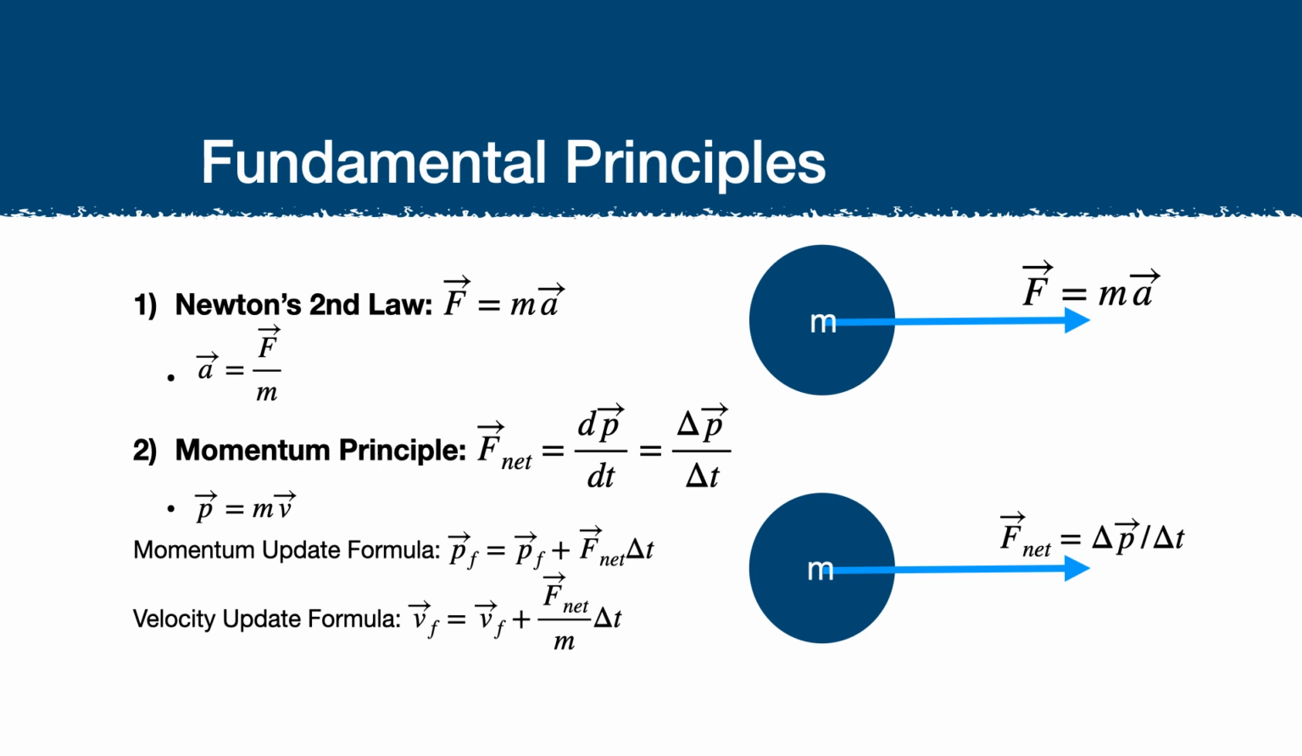Newton's second law tells us the acceleration of an object is directly related to how much force is applied to the object. The momentum principle tells us that in an isolated system, momentum is conserved for any interaction between two objects. Incorporating these two physics principles with the velocity update formula, obtained by dividing both sides of the momentum update formula by the mass of the object, I can predict the motion of my chosen object over time.